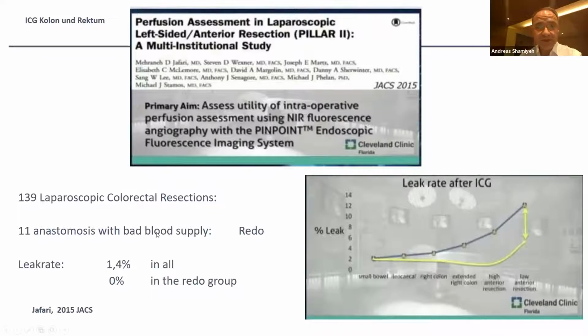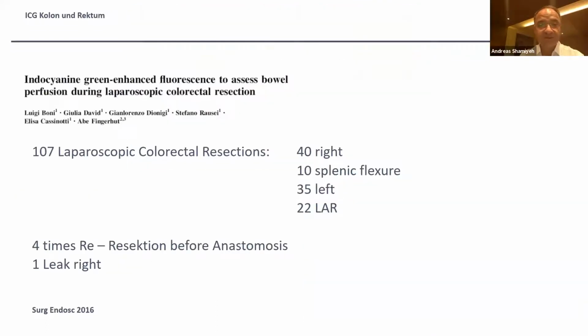There's another paper from the same group, from Jafari, now almost 140 cases of colorectal resections, and 11 times he had to do a redo, as shown in the video, when he found that the anastomotic part of the bowel is not in good condition, not the best blood supply. And in the group of the redo patients, he had no leakage, and in all the others, he had 1.4%. So you can see in all cases where he had to do a re-resection, a redo, he had no leakage at all. This is what gives a really good feeling and good support for using this very simple and cheap technique.